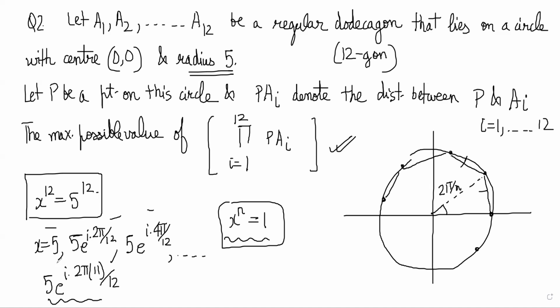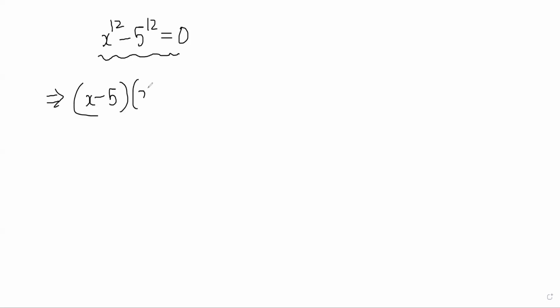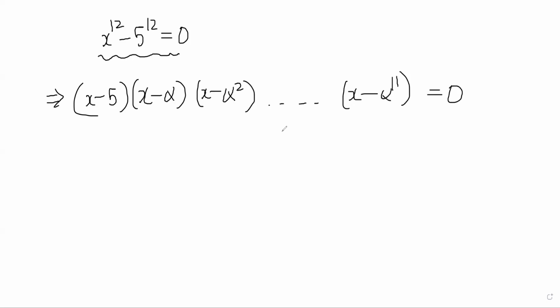So what I will do is try to write x to the power 12 minus 5 to the power 12 equal to 0 as a product of factors, and each factor will give us one root. So there should be 12 factors here. It will be written as x minus 5, x minus alpha squared, till x minus alpha to the power 11 equals 0, where alpha stands for one of the basic complex roots, e to the power i 2 pi by 12, right? Correct. So these will be my roots. Now, if you square this alpha, you will get the next root, right? No, I am making a mistake because the modulus will also be squared then.